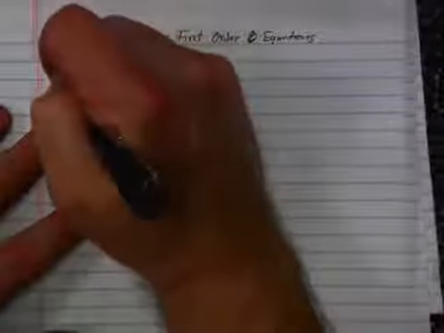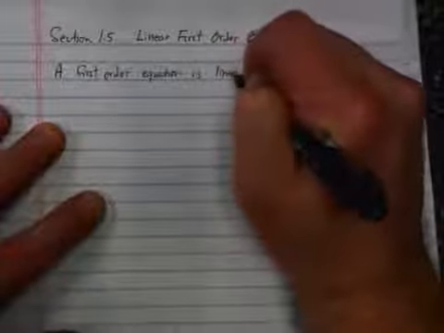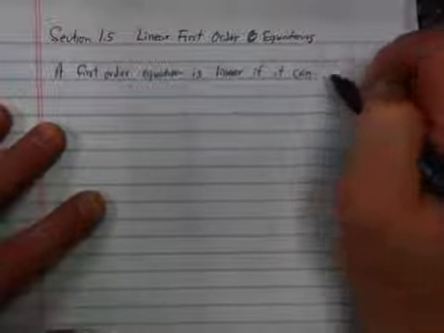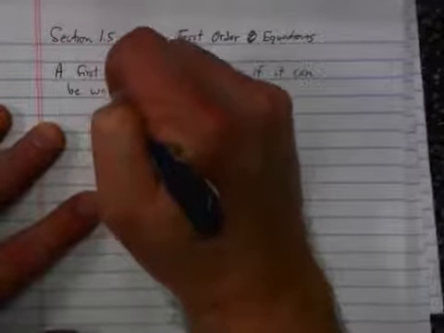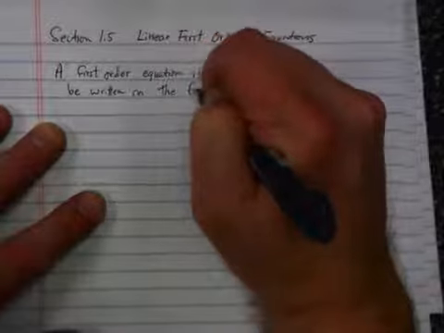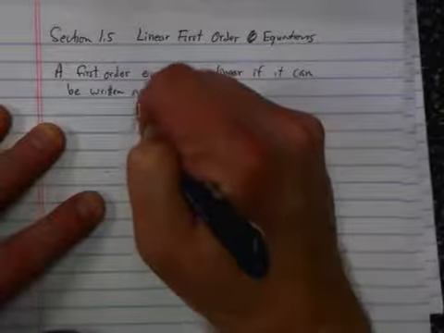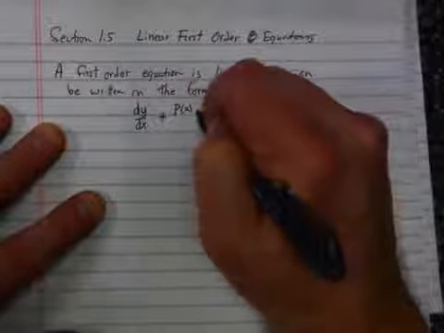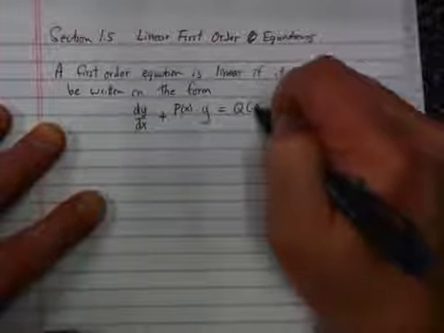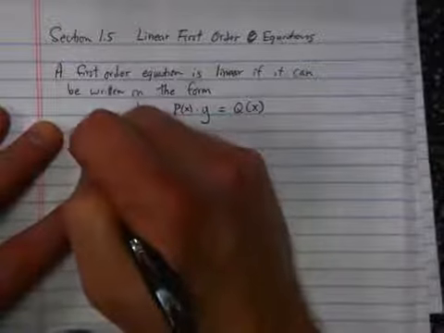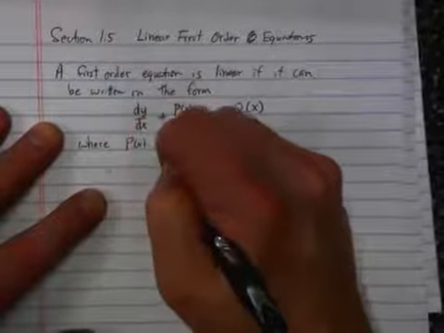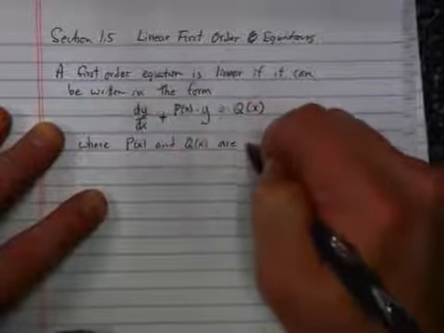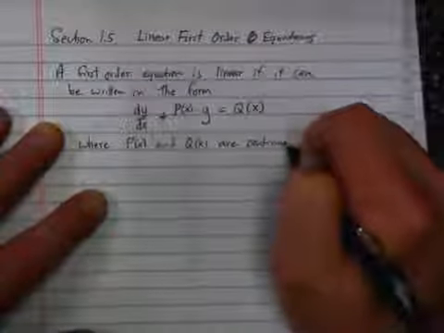So, a first order equation is linear if it can be written in the form dy/dx plus p of x times y equals q of x, where p of x and q of x, we'll make them continuous because that always makes things a lot easier.